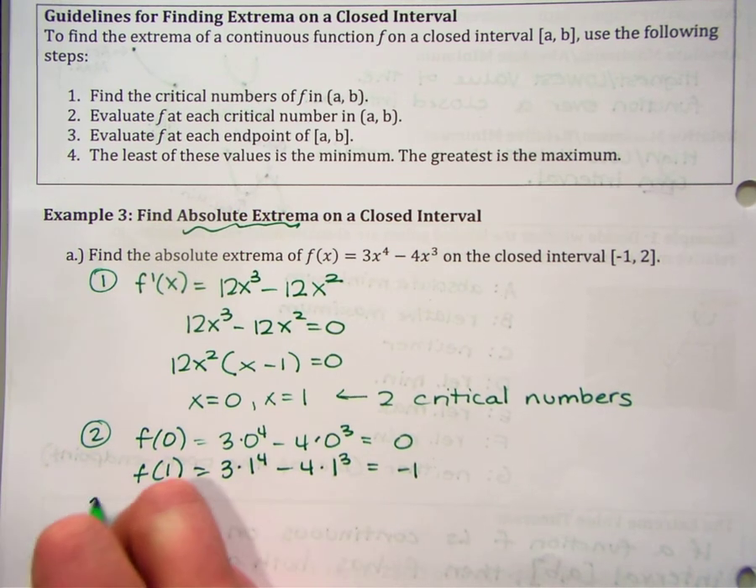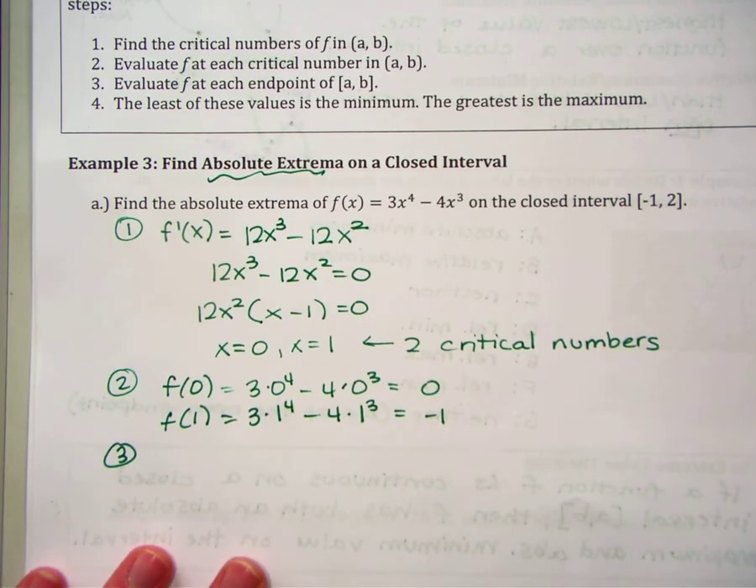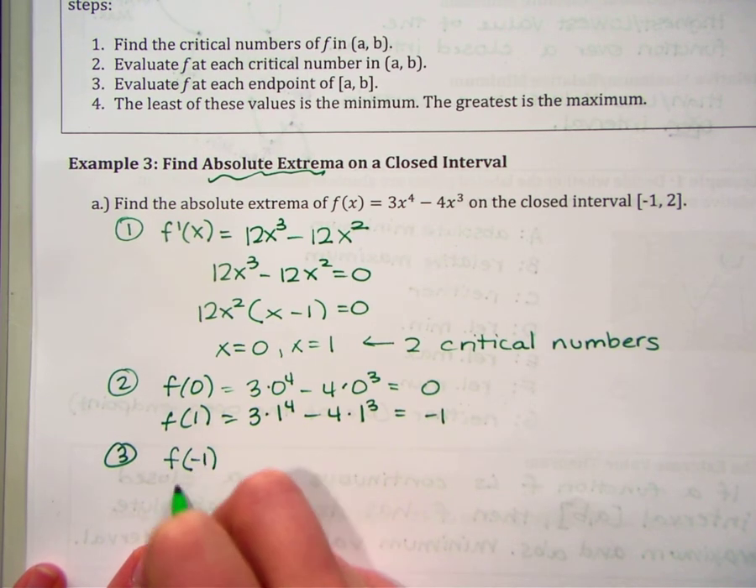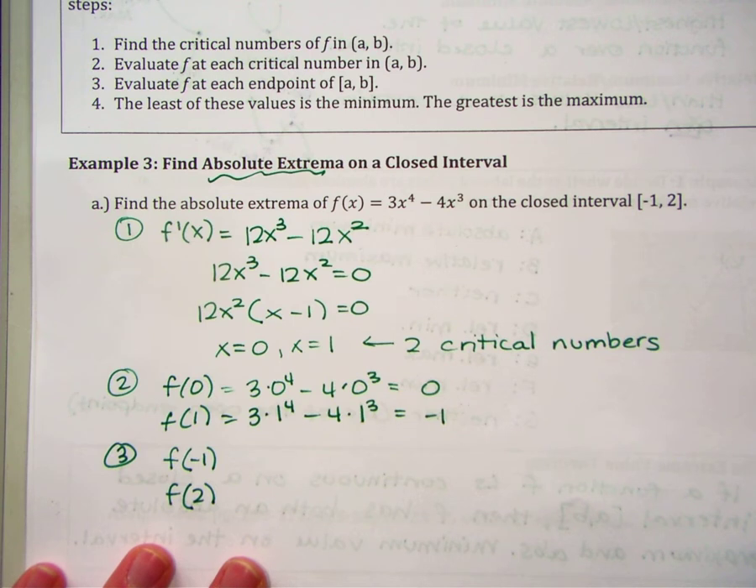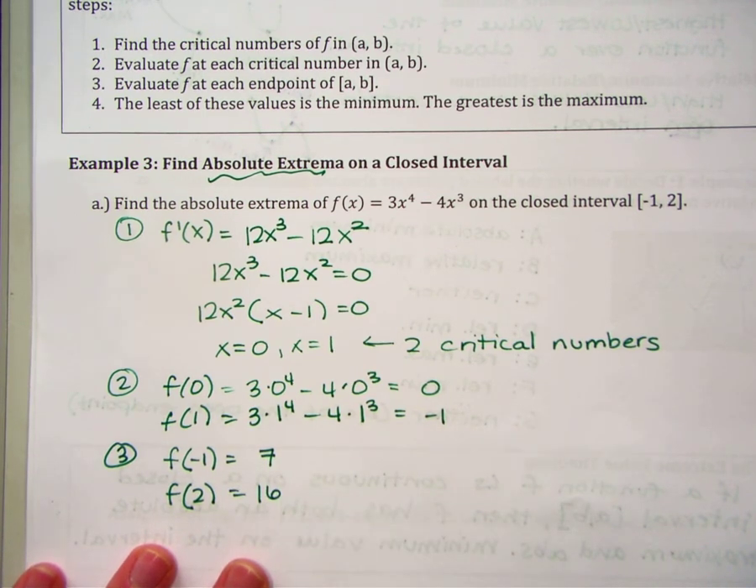Now step 3 is to check your endpoints. Remember my picture on the front side. It could be that a relative extrema is going to give me one of these absolutes. So it could be that my derivative equaling 0 is going to lead me to those, but it could also be a picture like the one on the right-hand side of the front page, where the endpoints are the max or the min. So whenever I'm looking for an absolute extrema, I also test the values of my function at those 2 endpoints on my interval. So I won't write it out here. You can go ahead and plug them in on your own, but I got a 7 for plugging in negative 1. And when I plugged in 2, I got a 16. So that was step 3.